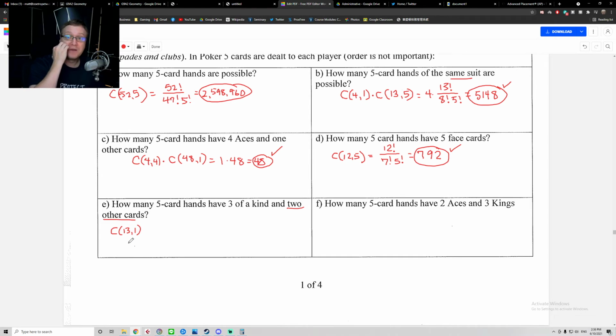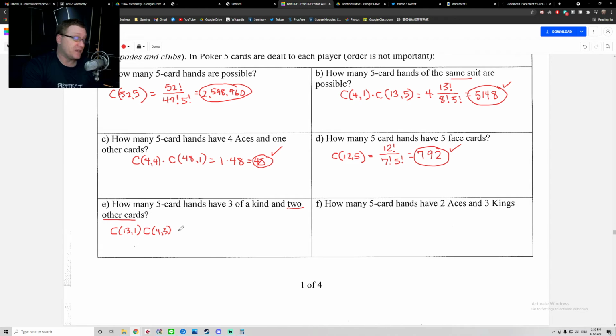All right? Now that we have picked a kind of card, we are going to try and get 3 of the same kind. Now, how many of the same kind of card is there? Well, there's 4, right? Because there's a heart, a diamond, a spade, and a club. So of those 4, we have to pick 3 of them. All right? So that's going to be 4 choose 3. So this is going to give us 3 of a kind.